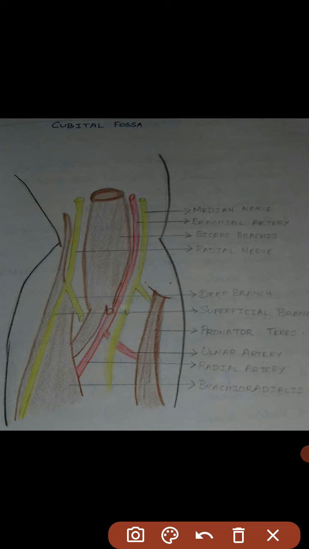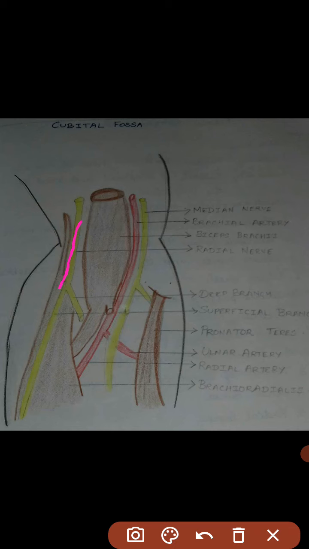And then comes the tendon of biceps. This is the tendon of biceps brachii. Then radial nerve. This is the radial nerve.